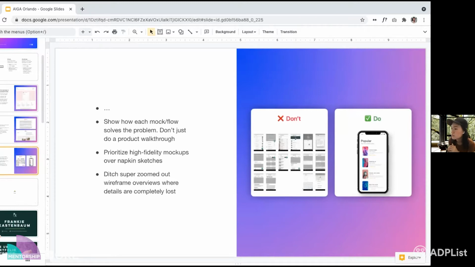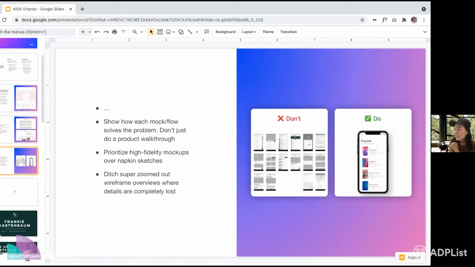You also want to prioritize your higher fidelity mocks over your lower fidelity ones. It's certainly nice to show a quick wireframe to indicate the early direction that you took your design in, but don't include things like napkin sketches or Post-its. They're just not legible, and they usually also don't provide a lot of signal into how all these smart decisions went into your final product.